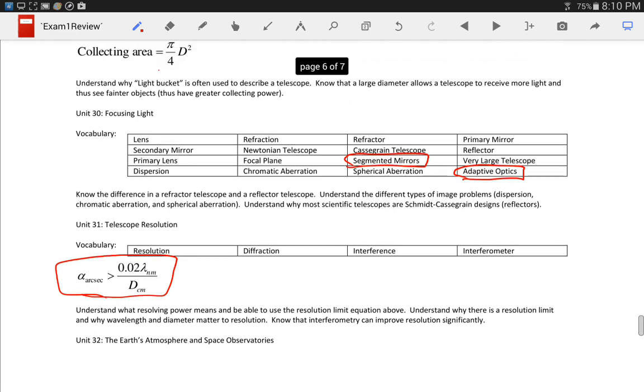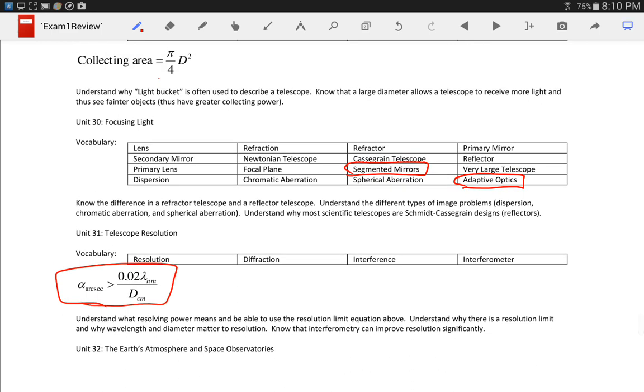I don't have here the equation for the magnification of a telescope, so I'll write it down. The magnification of a telescope is minus the focal length of the objective divided by the focal length of the eyepiece. You should know which one's the objective, which one's the eyepiece. The objective needs to have the long focal length to make a bigger magnification. The eyepiece is short focal length.